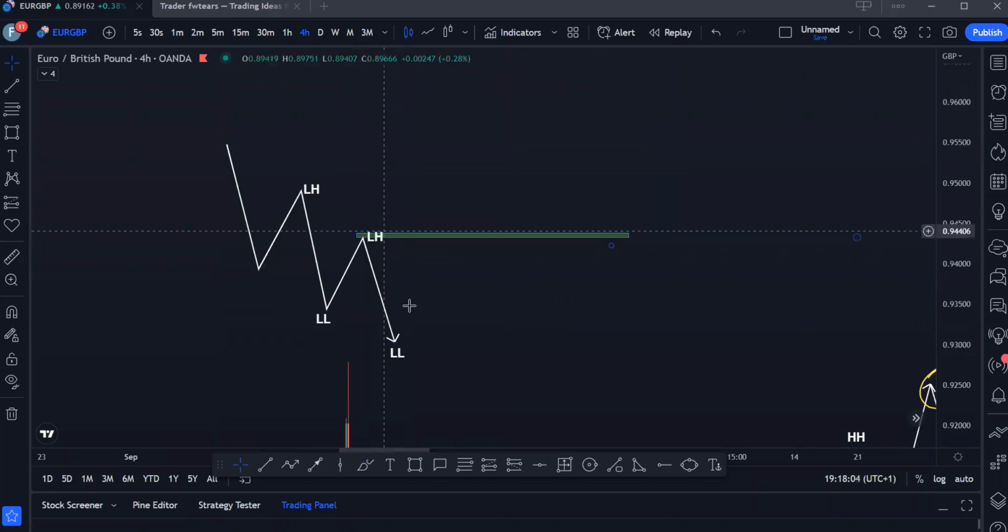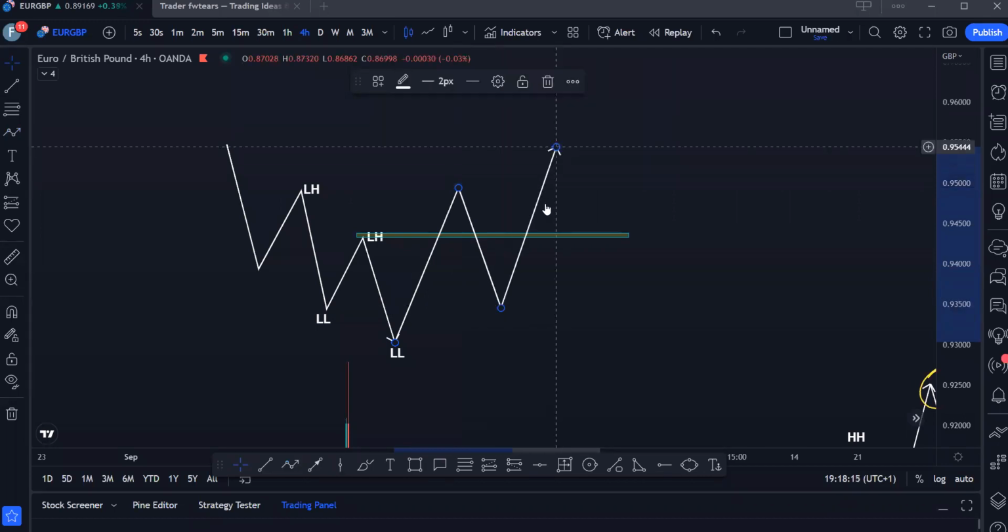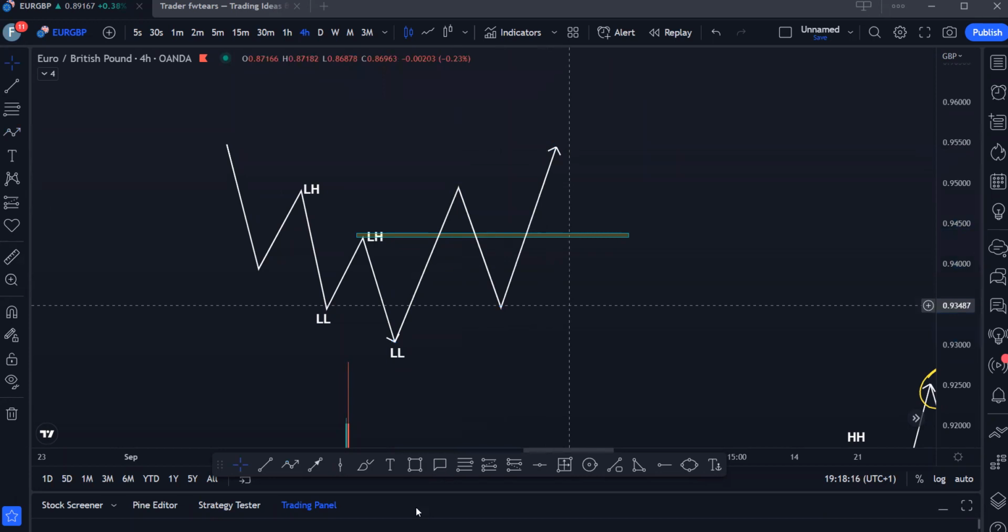Once the structure has been violated, like so, so we want price to break this, and then you want to see the correction and the impulse. Okay, so once we have that, you say that price has shifted from a downtrend to an uptrend.